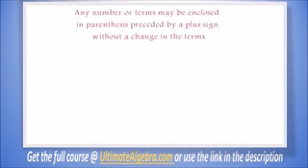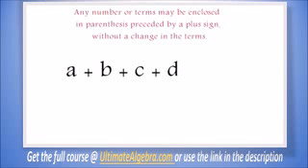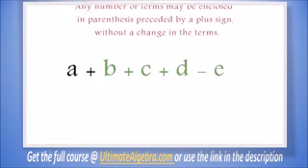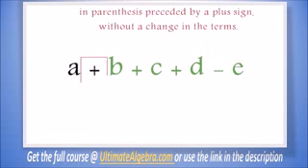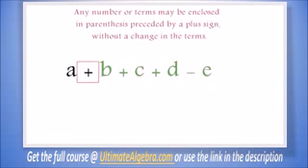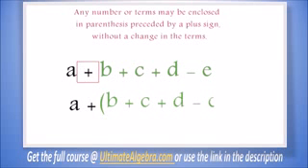Any number of terms may be enclosed in parentheses preceded by a plus sign without any change in the terms. Example, here we have a plus b plus c plus d minus e, and we want to place b plus c plus d minus e in parentheses. Because this is preceded by a plus sign, we can place them in parentheses without a change of the signs. Notice that the signs of b, c, d, and e are still the same.